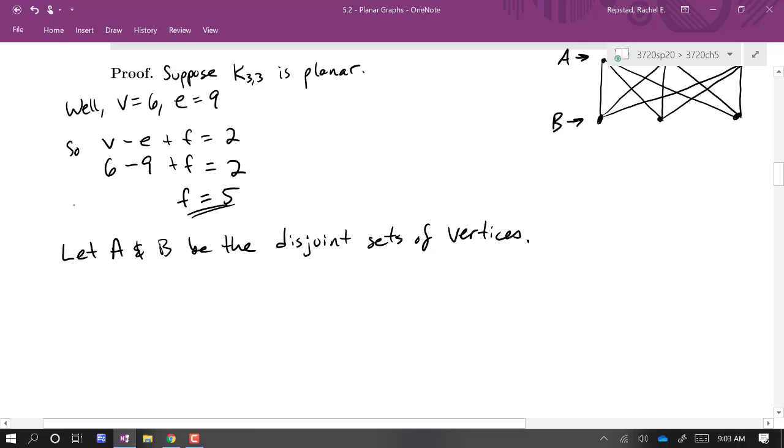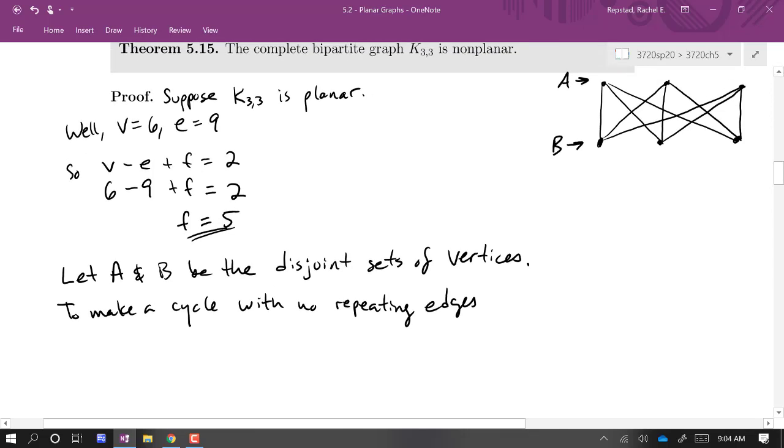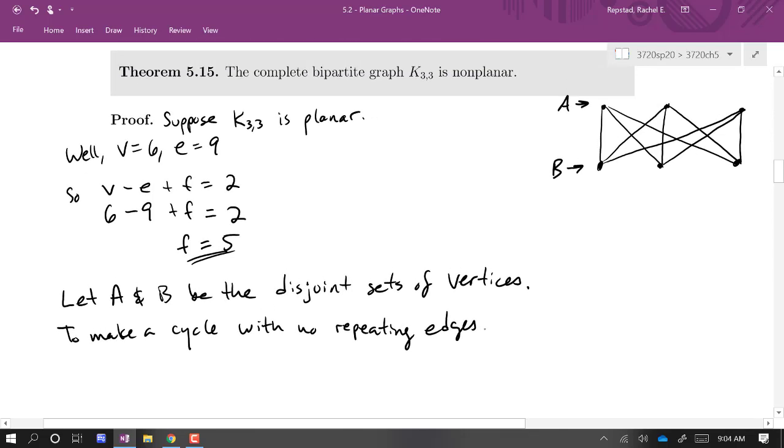So to make a cycle that doesn't have any repeating edges, in this graph, K-3-3, supposing we start at A, like if we start in the top with the top vertex, our cycle has to have a certain form. Remember, there are only edges that go in between from A to B and B to A. There are no edges that go from A to A or from B to B. So a cycle would have to have this form.